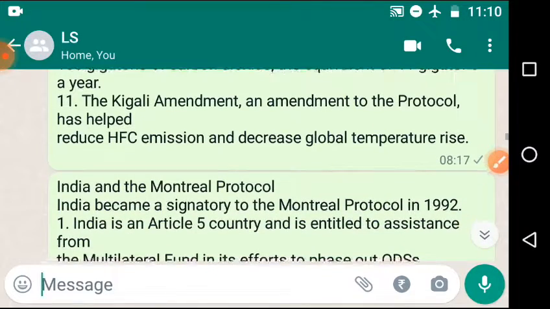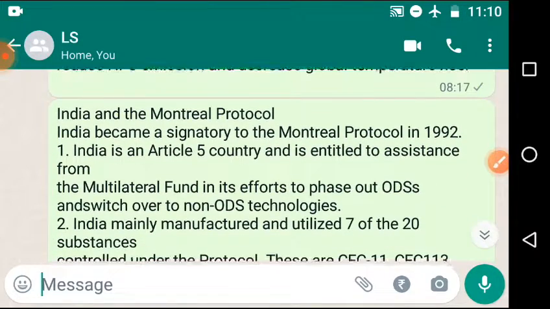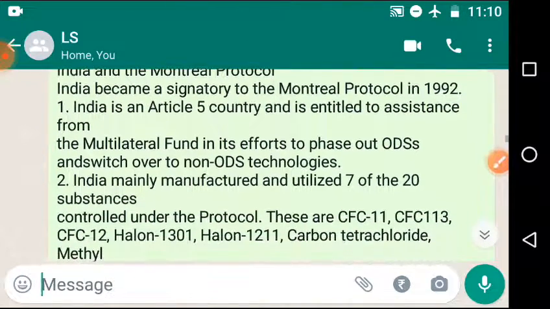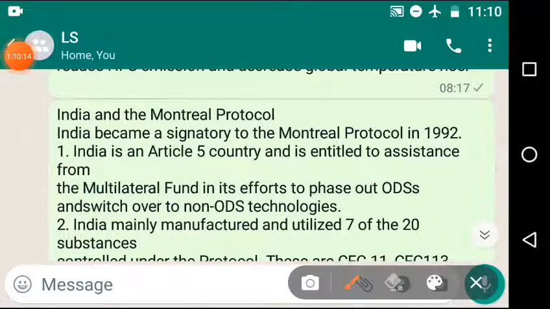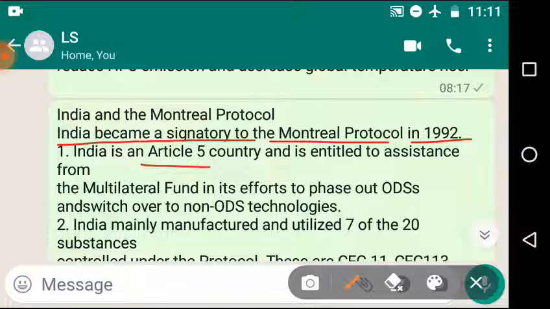Now, India and Montreal Protocol. Well, if you see India and the Montreal Protocol, India also became a signatory. It also became a member of the Montreal Protocol, and India falls under Article 5 of the Montreal Protocol, and it is entitled to assistance from the multilateral fund to phase out the ozone depleting substances.